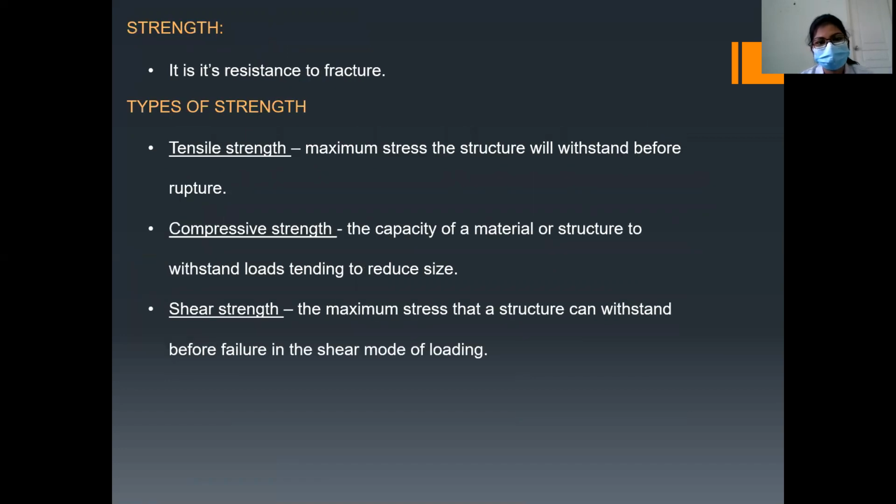Strength. It is the resistance to fracture. There are three types of strength, just like stress. Tensile strength is the maximum stress the structure will withstand before rupture. Compressive strength is the capacity of the material or structure to withstand loads tending to reduce size. Shear strength is the maximum stress that a structure can withstand before failure in the shear mode of loading.